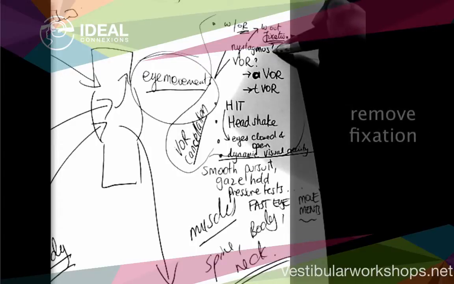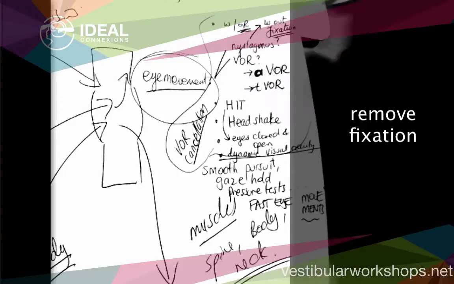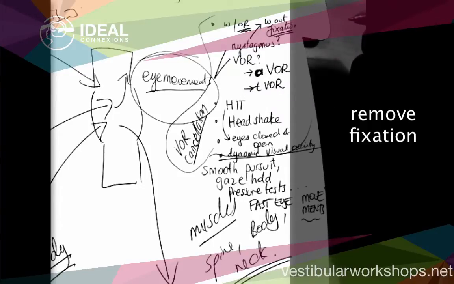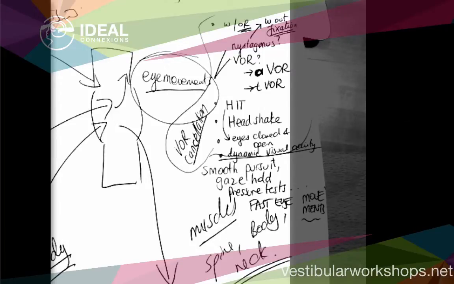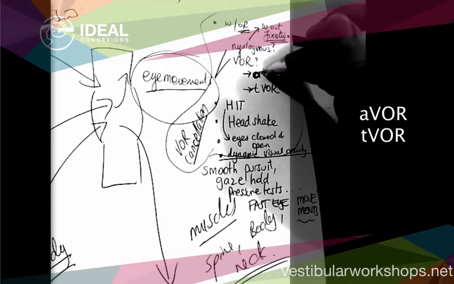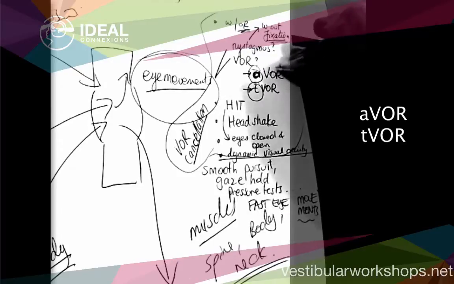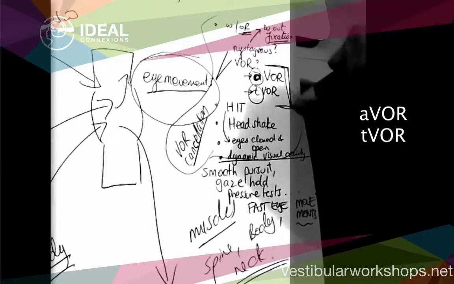So you can just observe the eyes and see if they're moving, or you can take the fixation away by using an ophthalmoscope. Secondly, you can check the VOR, and that's just turn the head to one side and see if the eyes stay where they are. And the A is for angular, and T is for translational. So we're just covering those two different planes off.